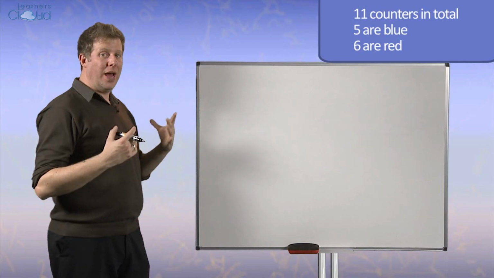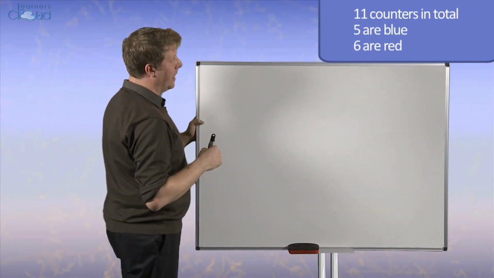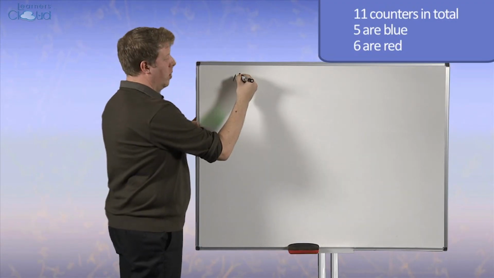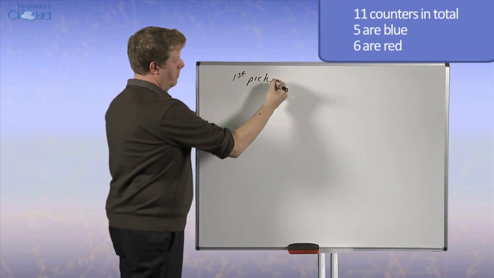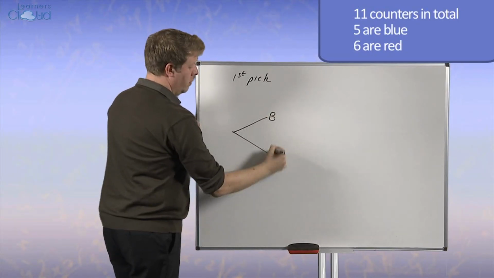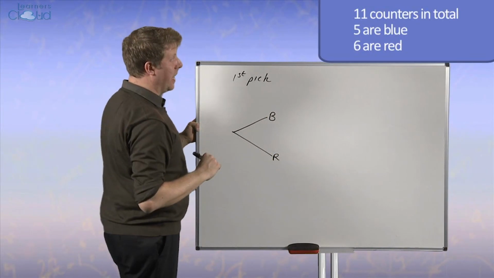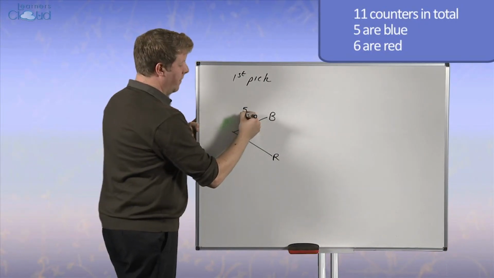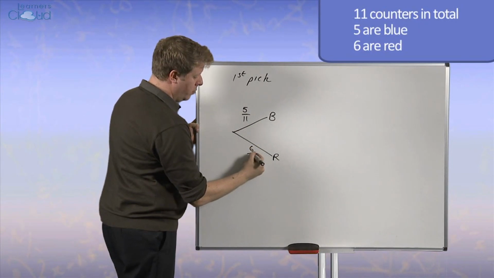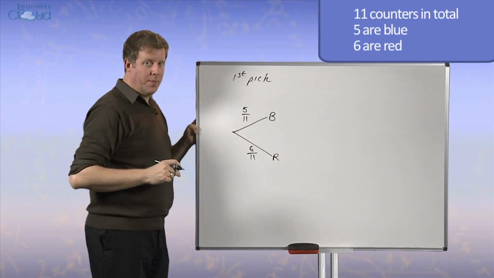So let's draw our probability tree first of all. It tells us the bag contains 11 counters, 5 are blue, 6 are red. So on our first pick, we have two options, blue and red. The probability of getting a blue is 5 over 11, and the probability of red will be 6 over 11. Notice how our branches add up to 1.